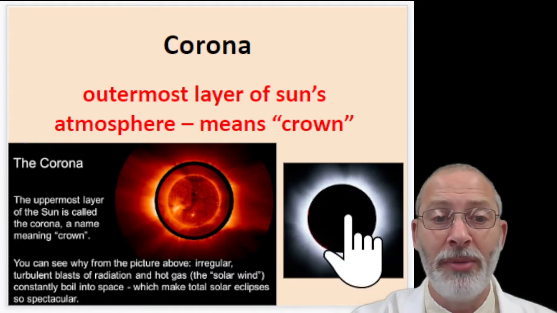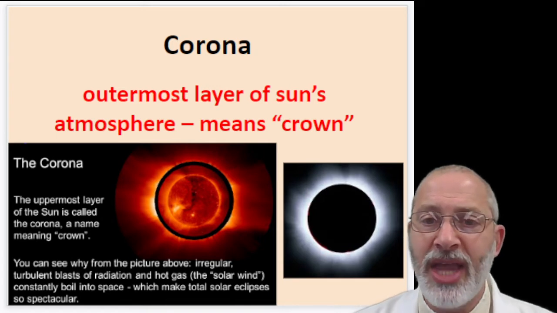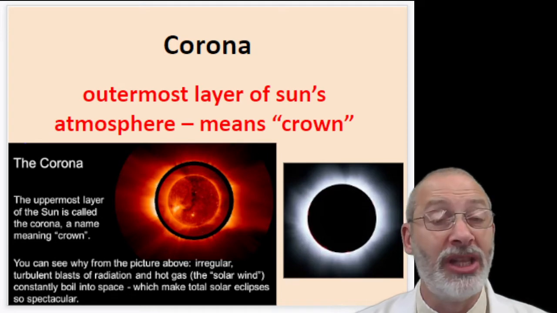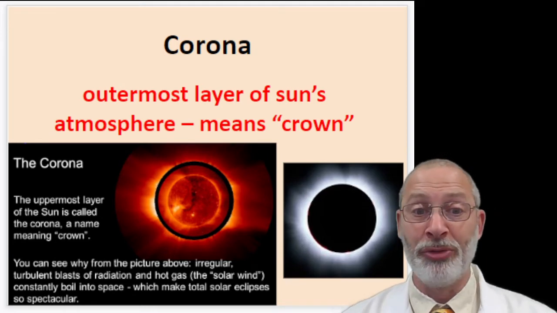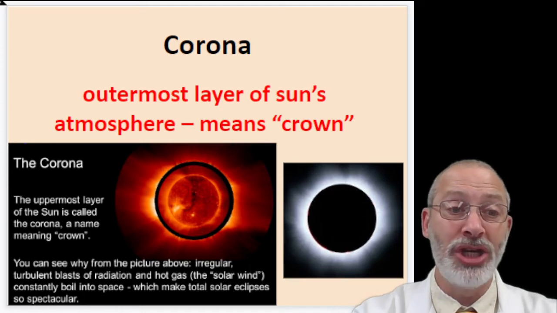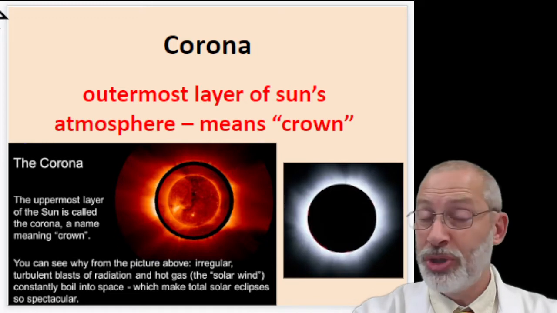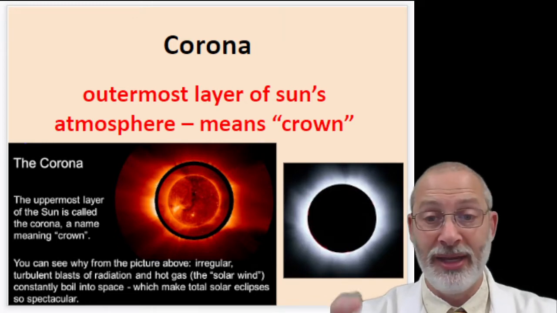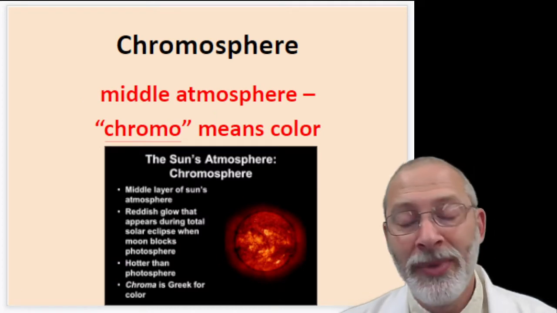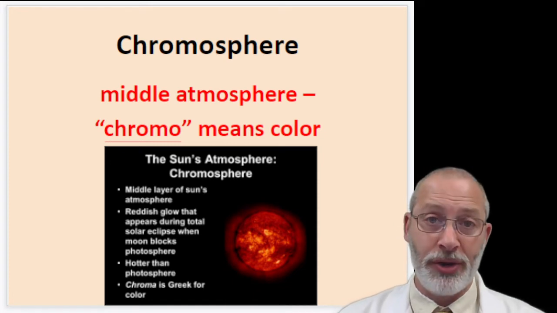We're going to be talking more about the corona later on. Some weird things happen in the corona. There's a lot of energy being released from the sun, and that energy is released through the corona. The temperature of the corona is unbelievably hot, and again, we'll talk about that later. All right, the next layer of the sun's atmosphere is called the chromosphere.